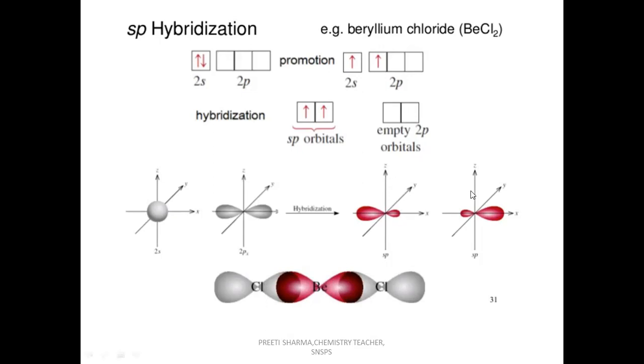After hybridization, the shape comes out to be linear and the angle is 180 degrees, right? Yesterday we did in the valence shell electron pair repulsion theory that when two atoms combine with a central atom, they form a linear shape and the angle is 180 degrees. Only the difference is that there we used the number of electrons and here we are using the orbitals, nothing else. The rest of the theory is the same. See the second example, students.